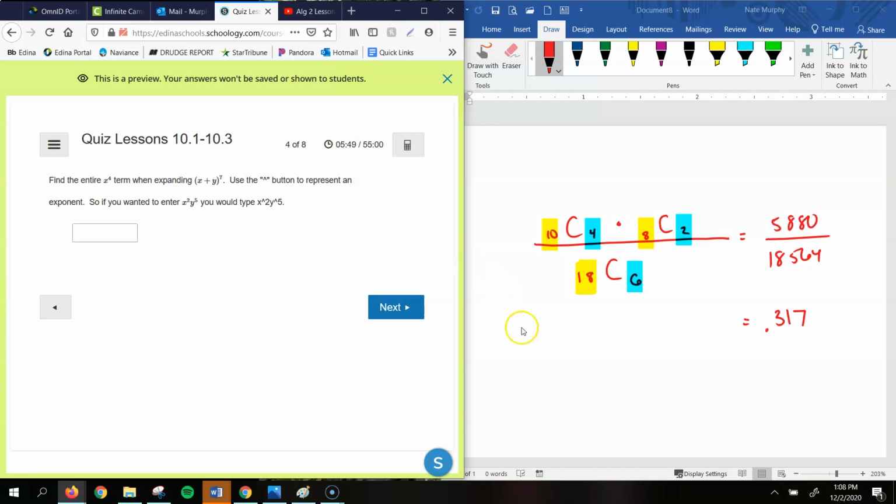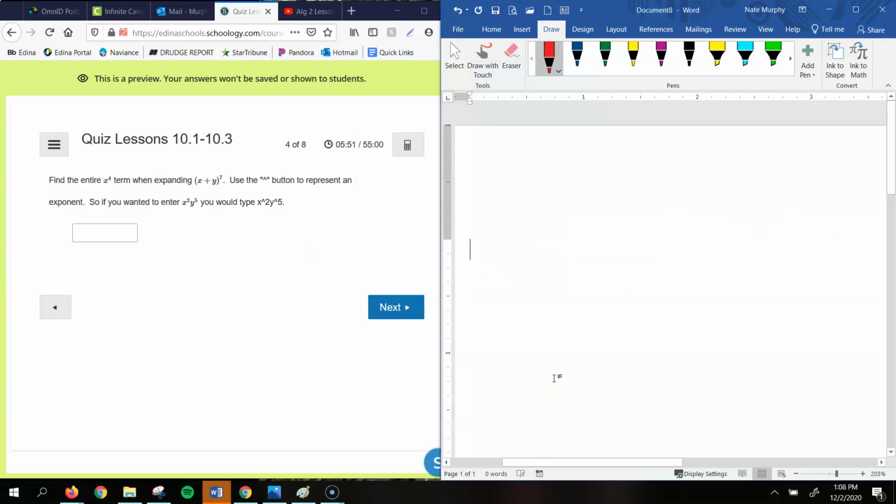Okay, so this one's asking us to find the entire x to the 4th term when expanding x plus y to the 7th. We might have to use that caret button if we need an exponent. So we're in the 7th row, so it's going to be 7 choose something. Now I don't know what that is yet, but we know that it's going to have an x and a y, and we want the x to the 4th term.